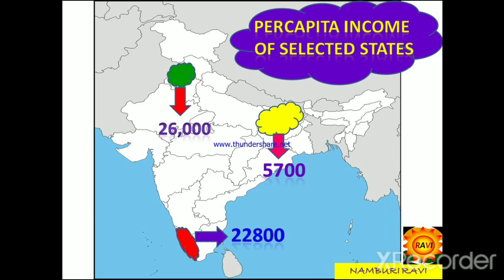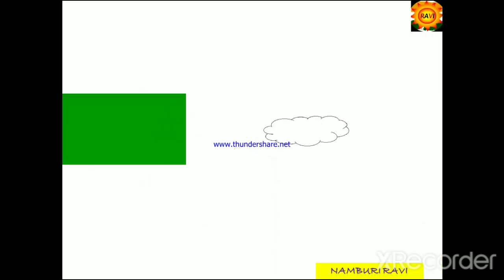But in Bihar, the lowest literacy rate is found, and more than 50% of the population are living below the poverty line and are illiterate. That is why their per capita income is very low in India.